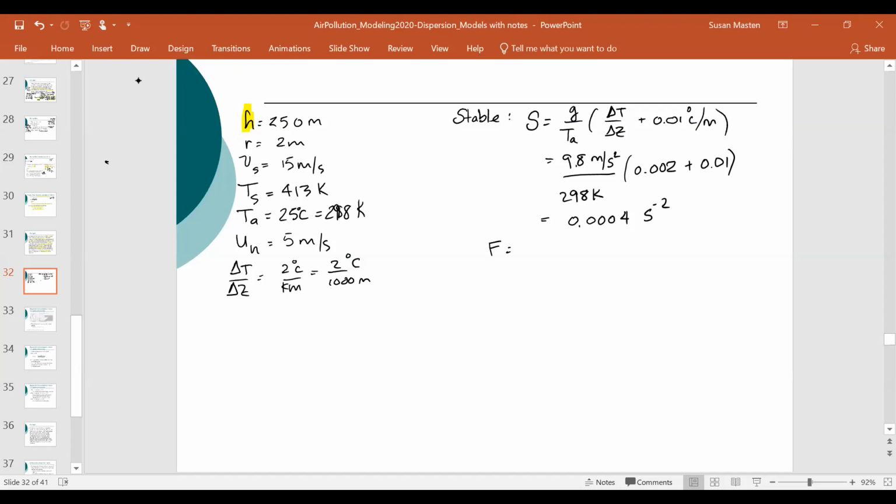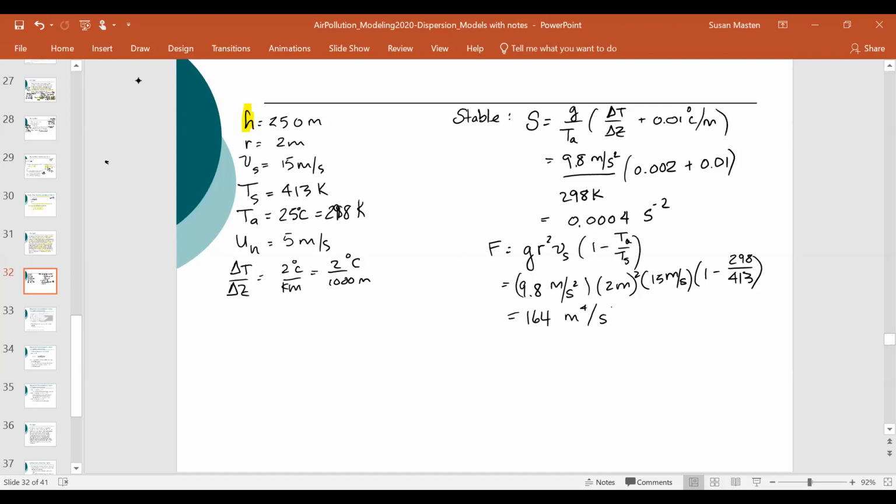F, our buoyancy parameter, is equal to G R squared V sub S times 1 minus T sub A over T sub S. So that is 9.8 meters per second squared times 2 meters squared times 15 meters per second velocity times 1 minus 298 over 413, and that is equal to 164 meters to the fourth per seconds cubed.